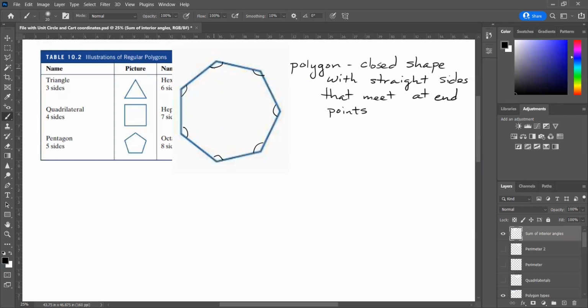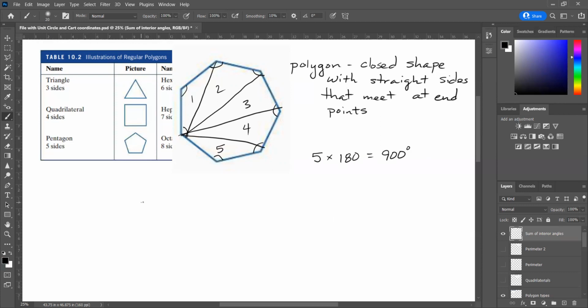What's the sum of the angles in a triangle? Yeah, 180. So maybe I connect these vertices and make a bunch of triangles. How many triangles do I get? 1, 2, 3, 4, 5. Well, 5 times 180 is 900. That's the sum of the angles inside of a heptagon.